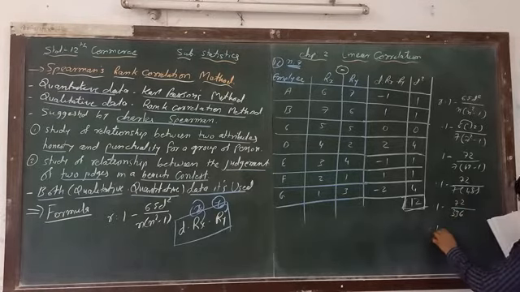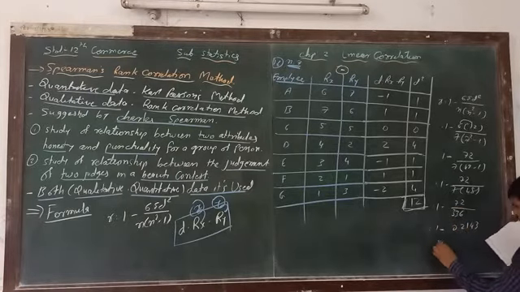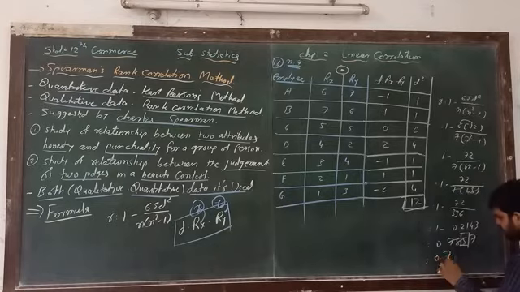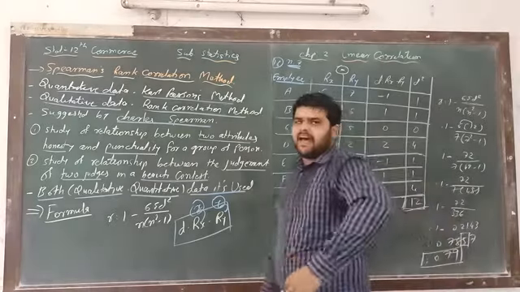That is 336. So 1 minus 0.2143, which is 0.7857. Third digit is 5, so 0.79. Okay, so this is the answer of R.